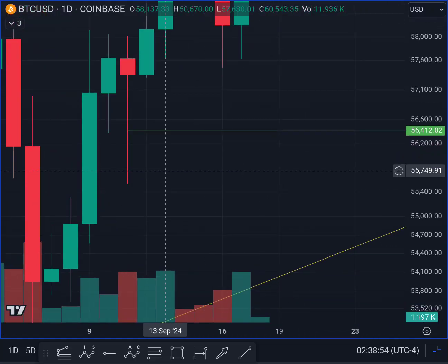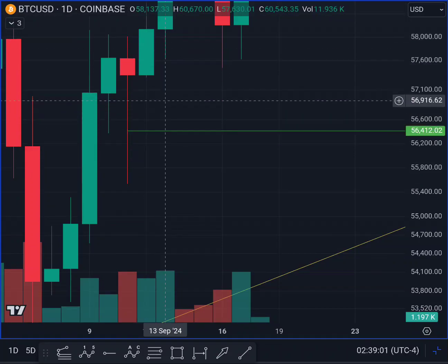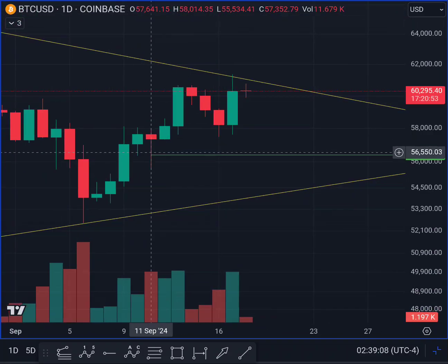Interesting to note that the previous wick came down, found support, then it broke support, came back up, and never back tested that to see if more supply was there. Price just continued up. Very interesting to note.